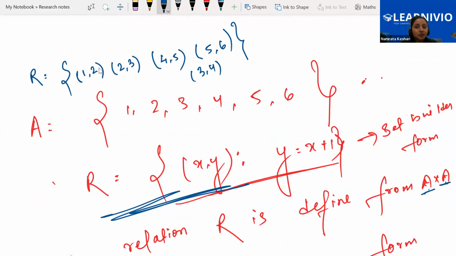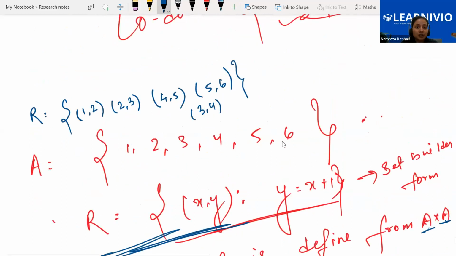So A with A means whatever element is there in A, and the other set is also A. So our first and second element must be from A only, whatever is visible over here. Even if we try writing a few more ordered pairs, we have to stop ourselves, as we are not allowed. We have to take the first element of the ordered pair from A, and the second also from A only.